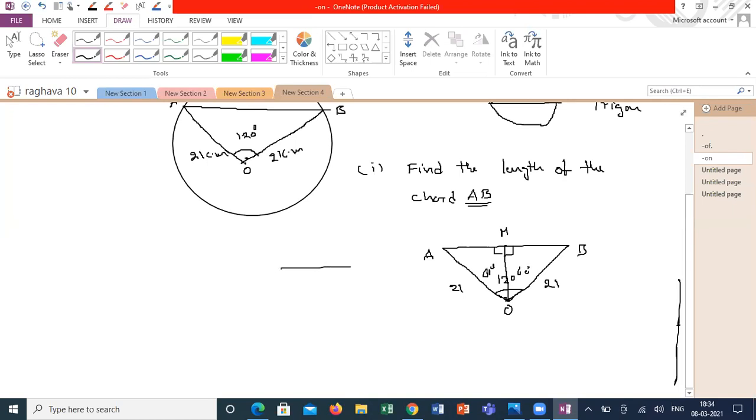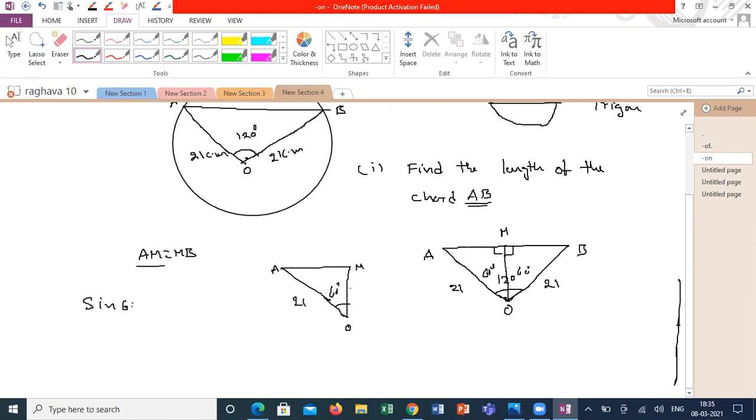Now I'm taking only O, it will bisect AB. So this is 21. I don't know this height, but I know this angle 60 degrees. In triangle OMA, AM will be equal to MB. If I am able to calculate the AM value, then my job is done. Guys, clear what I'm saying? Yes, sir. So which angle will be useful to calculate the AM value?